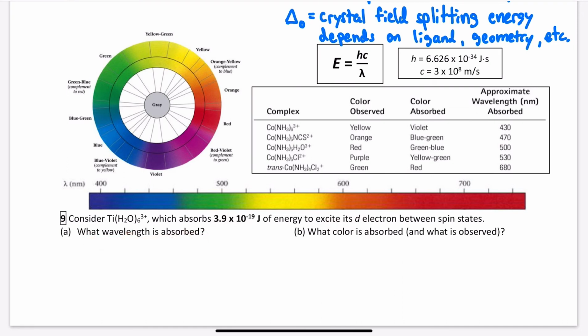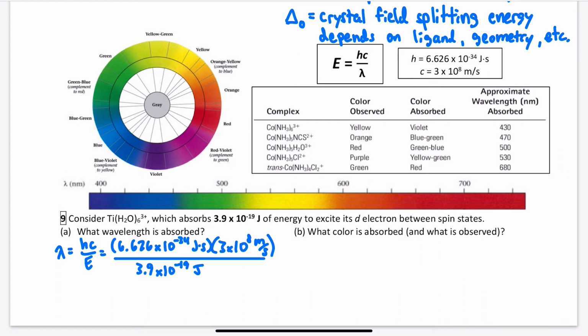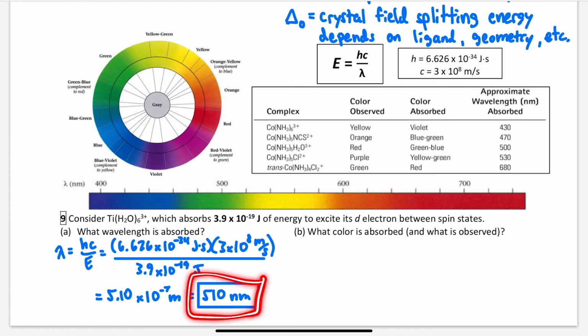To get the wavelength of light, we're going to rearrange this equation from E equals hc over lambda and write lambda equals hc over E. h is Planck's constant, 6.626 times 10 to the negative 34 joule seconds. c is just 3 times 10 to the 8th meters per second, and E is 3.9 times 10 to the negative 19 joules. So joules cancel with joules, seconds cancel with per seconds. We'll get a numerical value of 5.10 times 10 to the negative 7 meters. That's perfectly fine, but most of the time wavelengths are reported in nanometers. So go ahead and multiply that by 10 to the 9 to give nanometers, you get 510 nanometers.